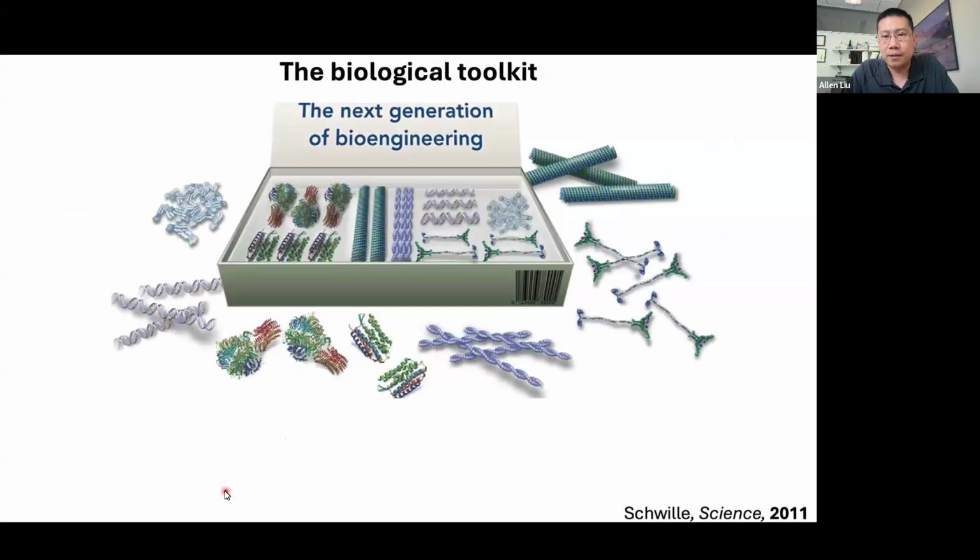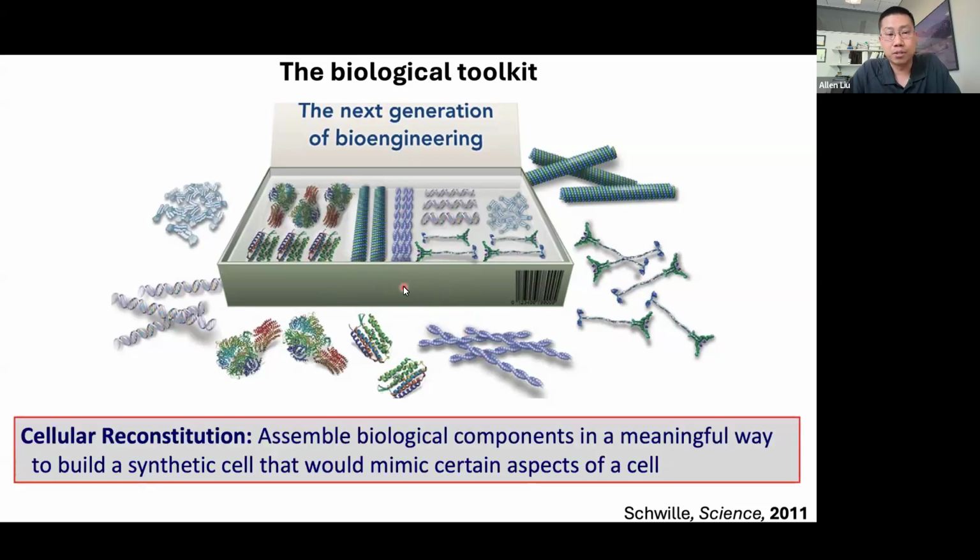My motivation for going into this field more than a dozen years ago came from a perspective article from Petra Schwille, who described the use of molecules as building blocks for creating a synthetic cell system. Illustrated here is a variety of molecules that people have studied for many years now. The idea is, can we take these components and build a cell? This is the area of cell reconstitution, where we assemble biological components in a meaningful way to build a synthetic cell that mimics some aspect of a cell.